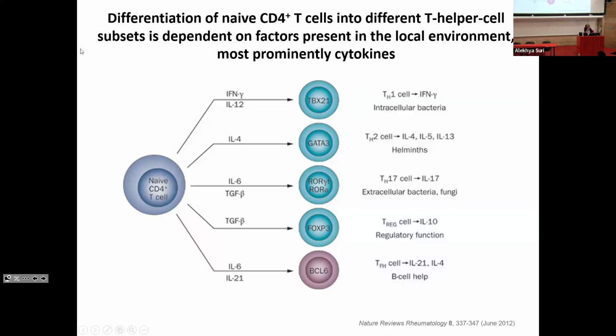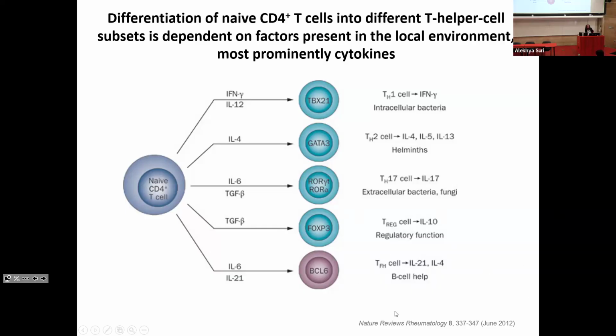And why do we need these different types of cells? As you saw earlier, having a cell that makes interferon gamma is useful if you have an intracellular pathogen, and you can activate the macrophage. If you have Th2 type cells, it's protective against helminths. These cytokines that are made are protective against these large pathogens. Th17 is important in extracellular bacteria because they can recruit a lot of neutrophils to the site, which can then kill these extracellular bacteria.